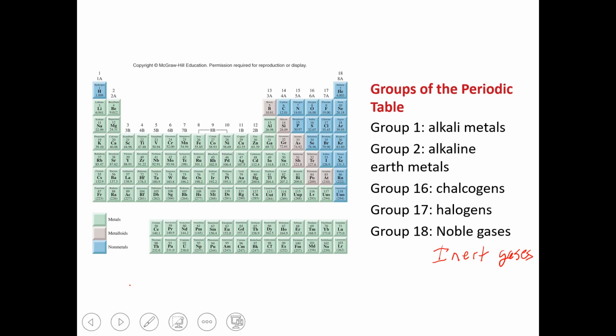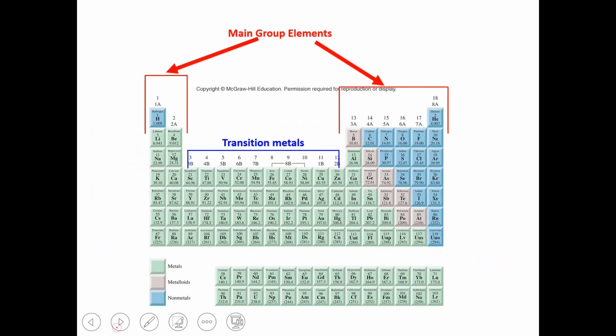So these group names you will want to be familiar with. If you're told that something is a halogen or that something is an alkaline earth metal, you'll need to know which group of the periodic table we're referring to without being told the group. The elements on the larger columns here are our main group elements.